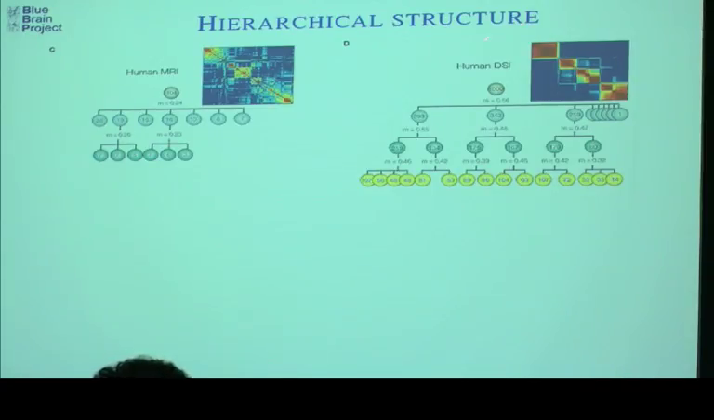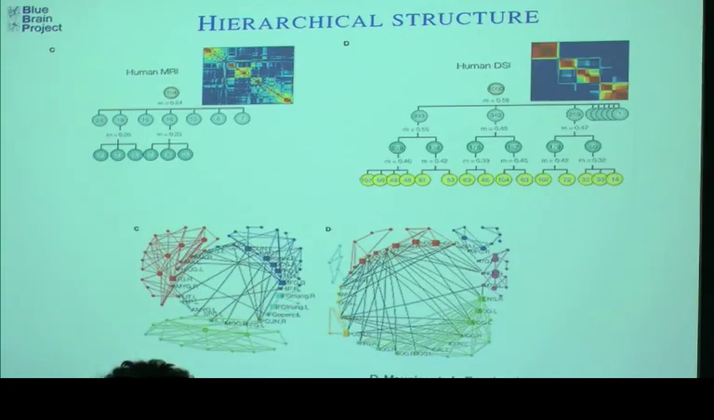This is looking at diffusion spectrum imaging, which is another way of looking at the connections. So you have this hierarchical structure, and this is just an example showing these different regions of the brain and how they form different modules. This is in a young child, and this is in an adult, showing that the modular structure changes as we get older, which is probably not surprising. But this notion of hierarchical structure is extremely important on this level.